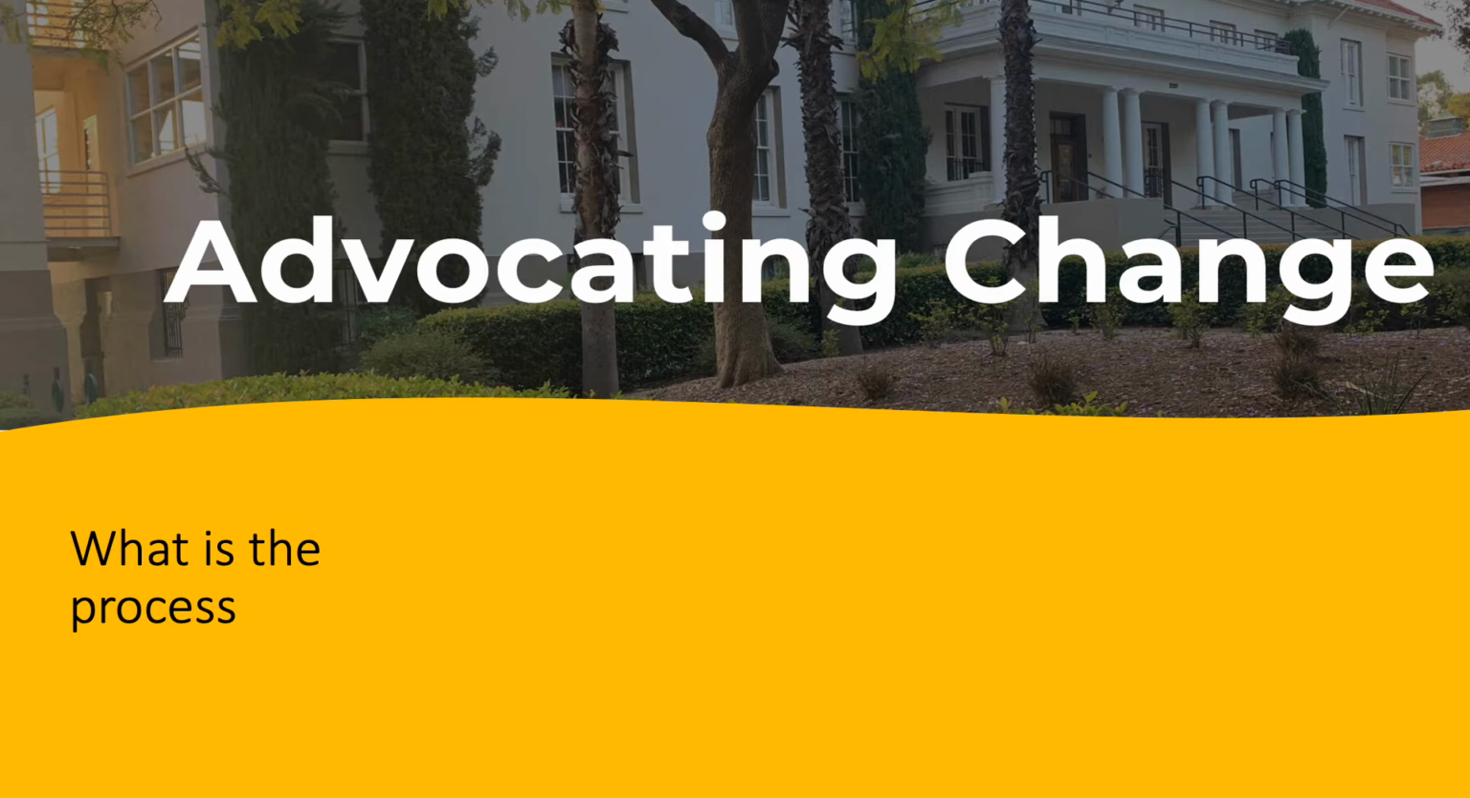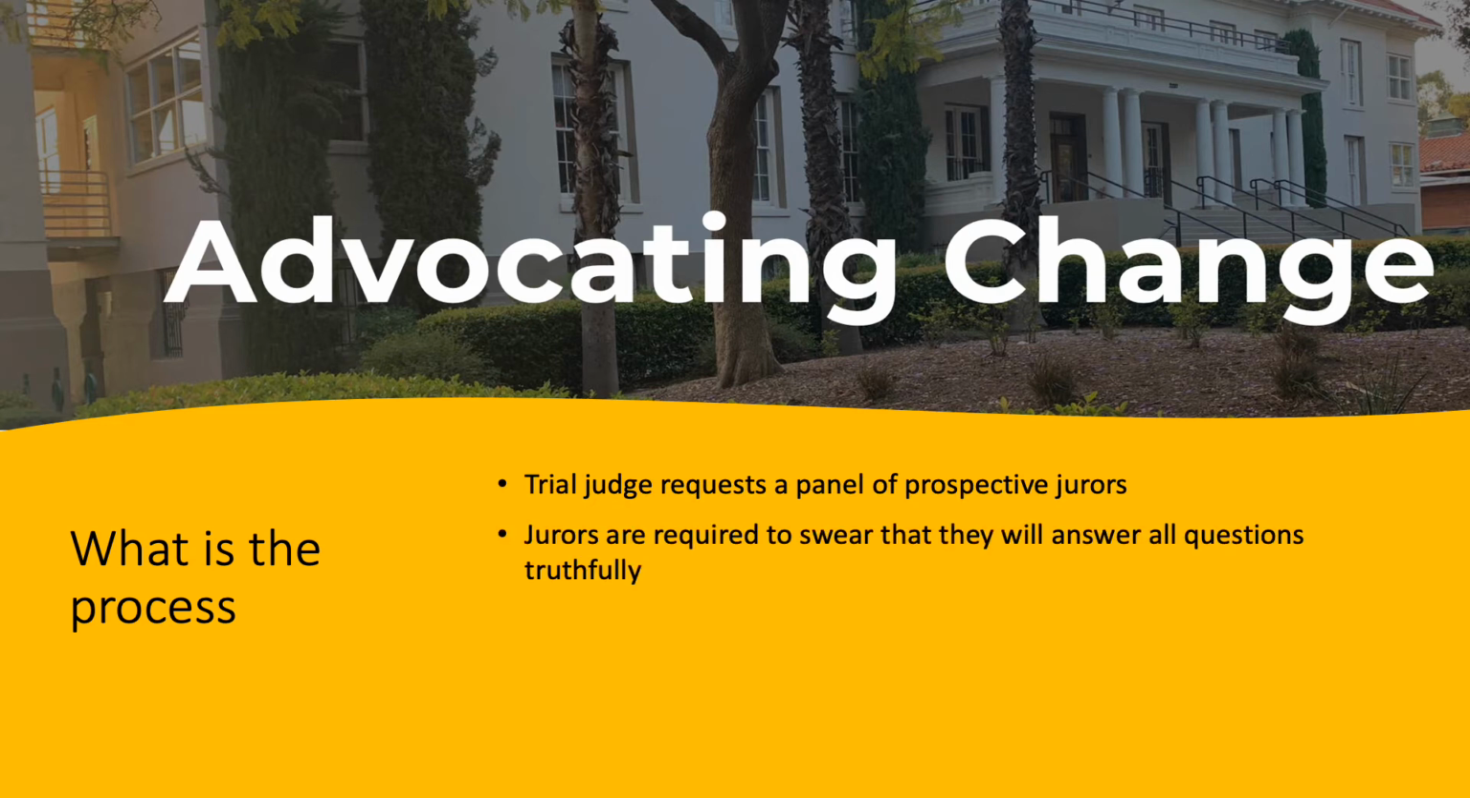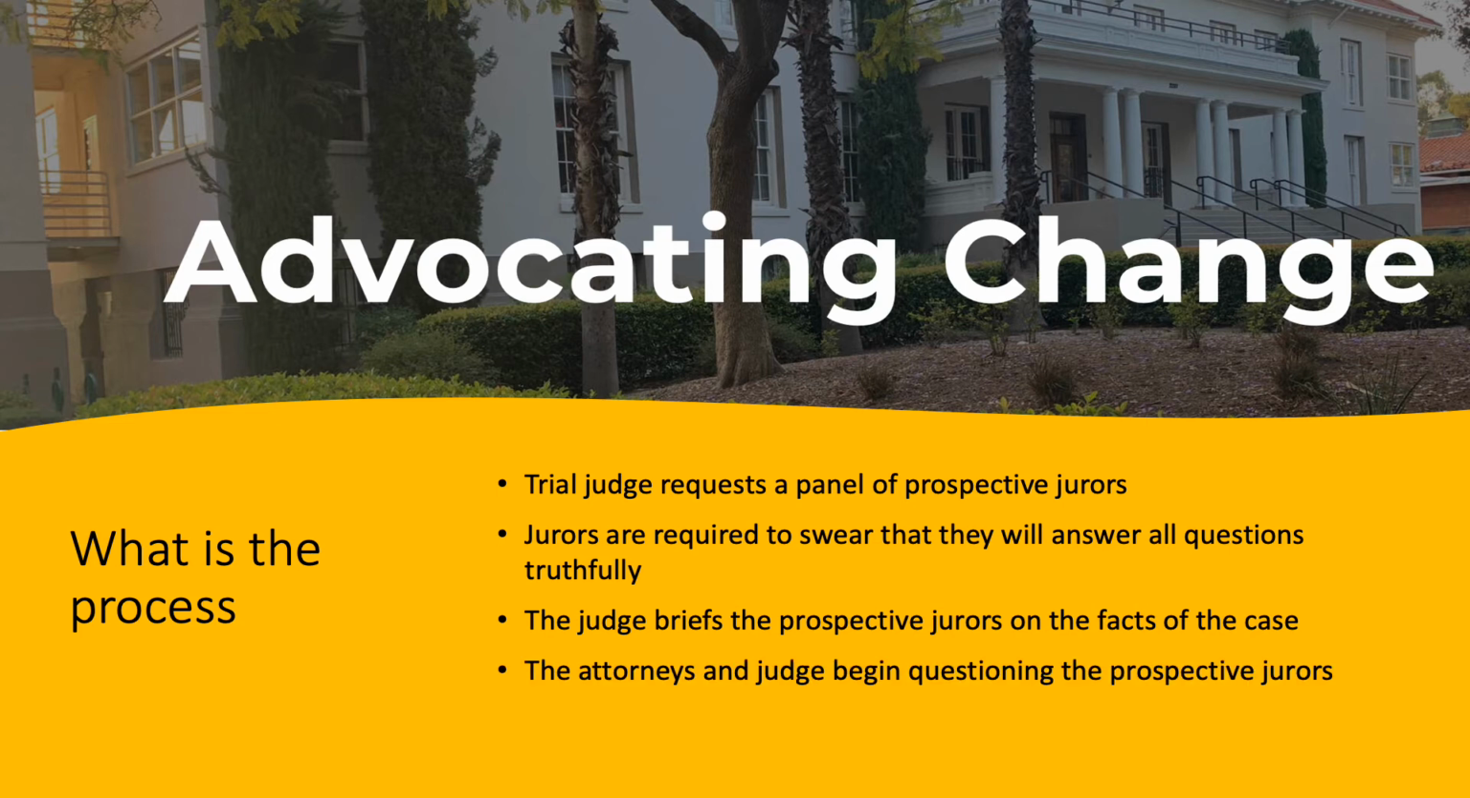The trial court judge requests a panel of prospective jurors in court. A group of 12 people from a jury list are called in by the court clerk. The prospective jurors are required to swear that they will truthfully answer all questions asked about their qualifications to serve as jurors in the case. The judge then briefs the jurors on what type of case is going to be tried. The judge or lawyers begin to question the prospective jurors to make sure they have no previous knowledge or experiences, in order to eliminate bias or unfairness. The statutes that govern the rules regarding a jury trial and the jury selection process can be found in the California Code of Civil Procedure, sections 190 to 237.